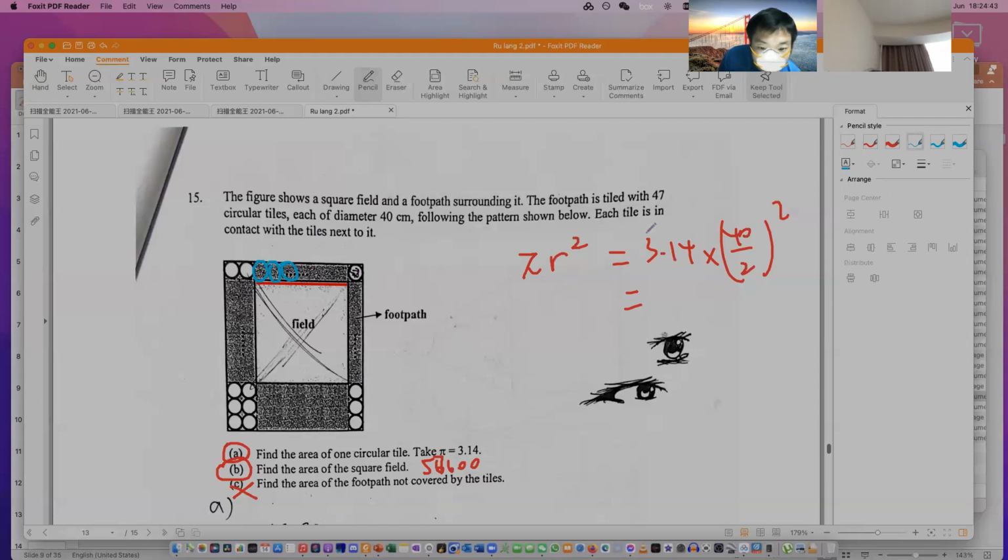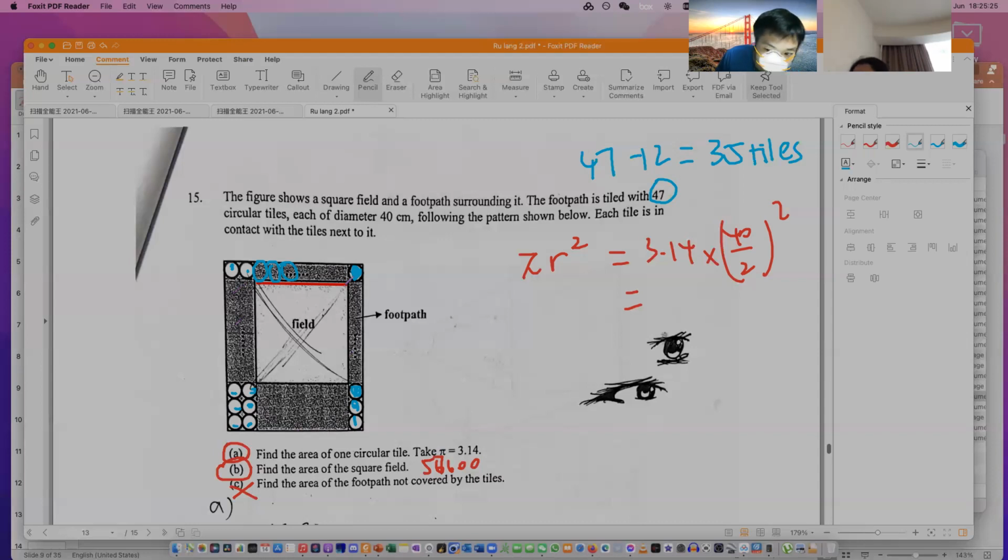What you understand from the question is the footpath is tiled with 47. So basically you need 47 circular tiles. You already have some fixed tiles in the diagram. How many fixed tiles do you have? 1, 2, 3, 4, 5, 6, 7, 8, 9, 10, 11, 12. So out of 47, you have 12 fixed tiles there. So you only have 35 tiles left to play with, for the so-called shaded part.